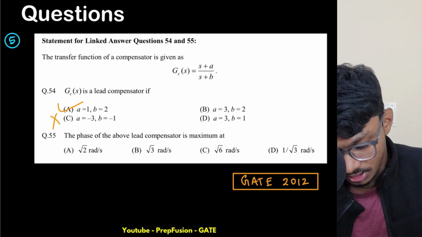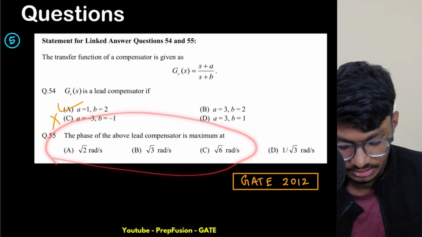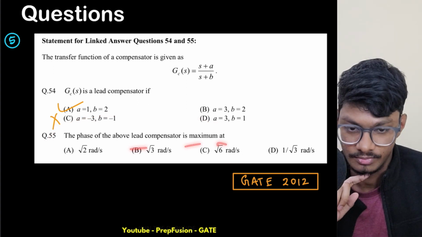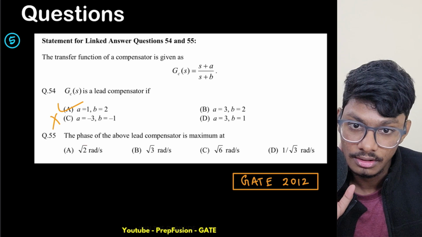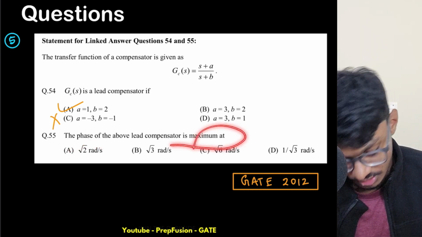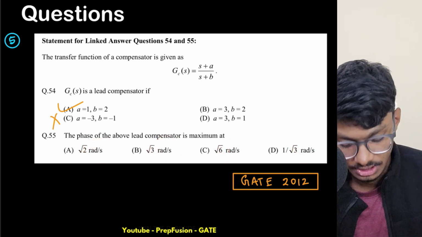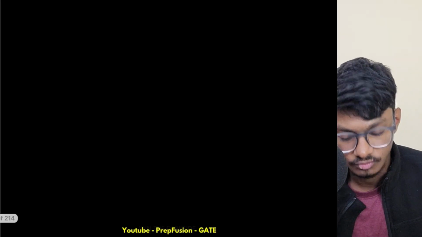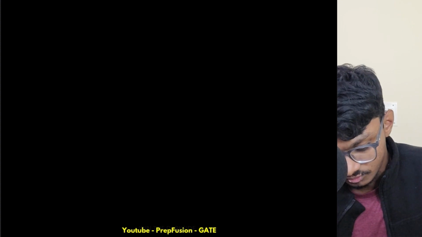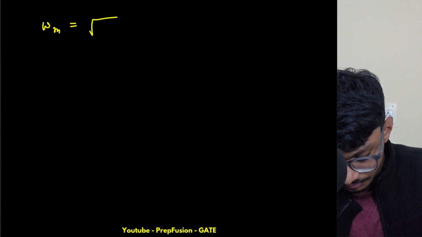Okay. So then here, what is this asking? The phase of the above lead compensator is maximum at. So it is not talking about the phase, it is talking about the frequency. They should have also mentioned frequency, but with the units you can understand they are talking about the frequency itself and not the phase. The phase of the above lead compensator will be maximum when it is the geometric mean of the two roots, or the geometric mean of the 0 and the pole. Like that also you can remember. So phase is maximum at the geometric mean. So omega m will be under root ab.